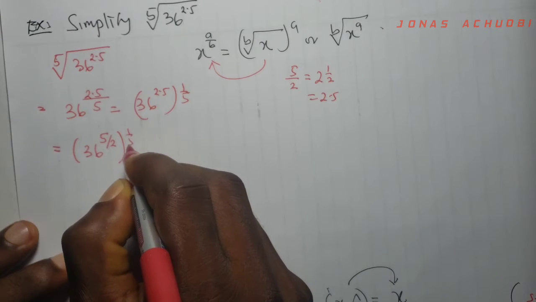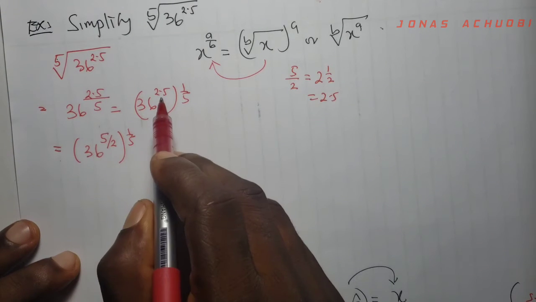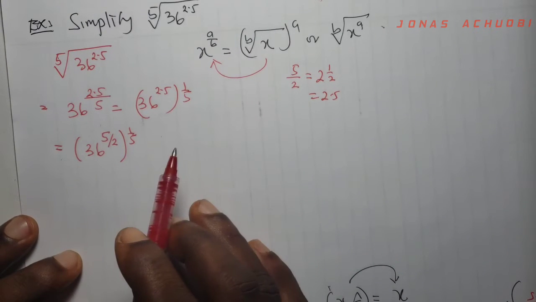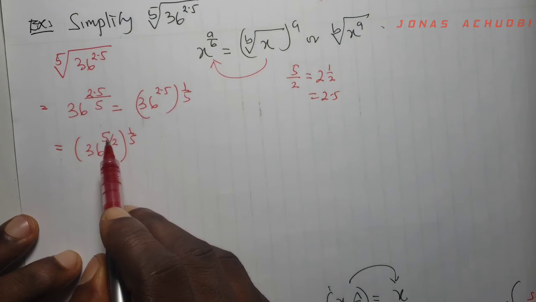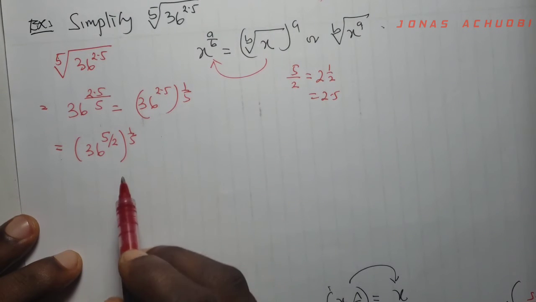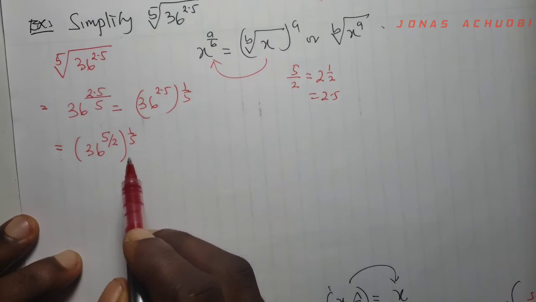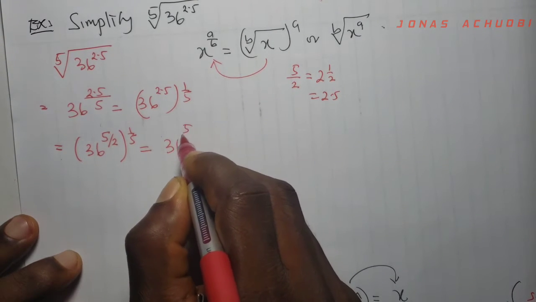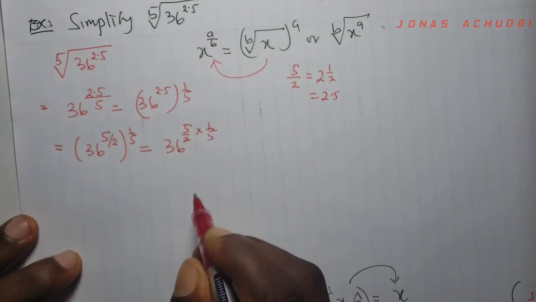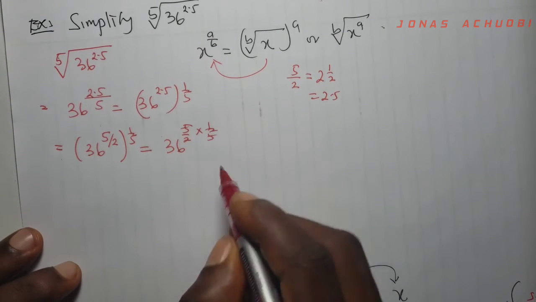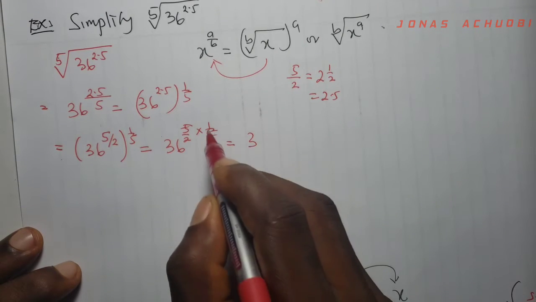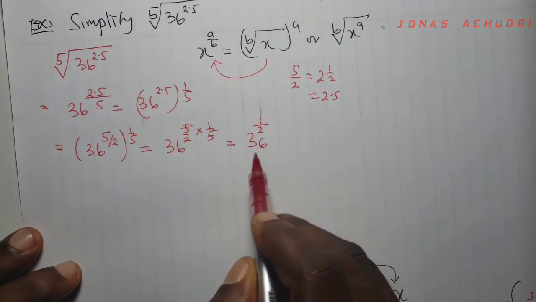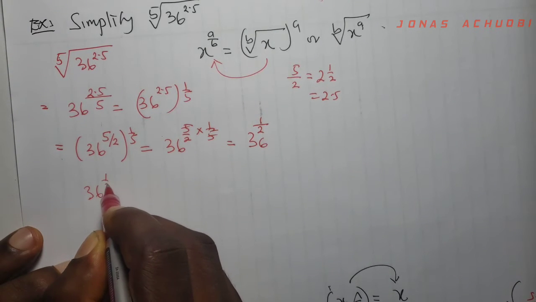Then the power outside is 1 over 5. This way, I've gotten rid of the decimal and I now have fractions to deal with, because I want the powers to all be fractional powers. Now, the power inside is 5 over 2 and the one outside is 1 over 5. By the fractional power law, I can now multiply both powers, and that will give me 36 raised to the power 5 over 2 times 1 over 5. So that 5 can cancel 5, and what I have left is 36 raised to the power 1 over 2. And by the fractional power law again, I have 36 raised to the power half.